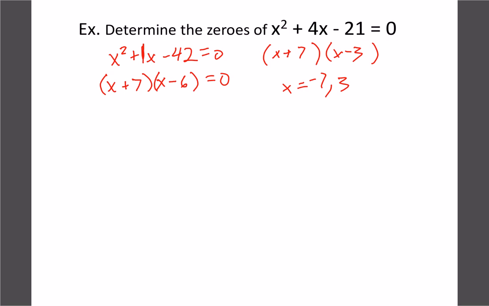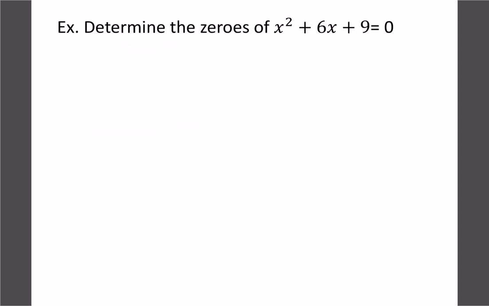So there's our two factors. So we just solve each one equal to 0. So the first one will be negative 7, and our second one will be positive 6. And there's our two answers.